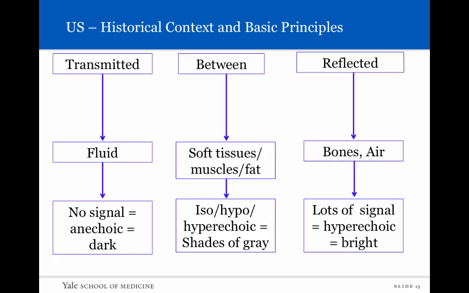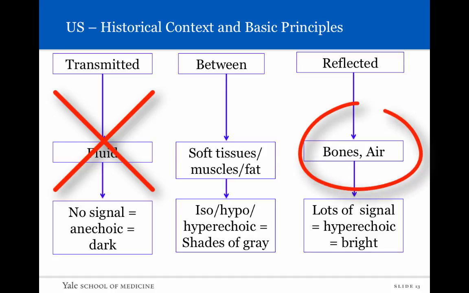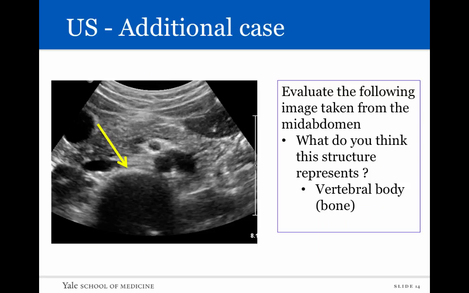And so if we look at this, it's certainly not fluid because it's not anechoic or completely dark. If we look at sound waves that become reflected, there's lots of bright signal, and behind it there's a paucity of signal. And so it's either bone or air, and inside somebody's abdomen it's probably going to be bone, and this turns out to be the vertebral body, and that's what bone looks like on ultrasound.